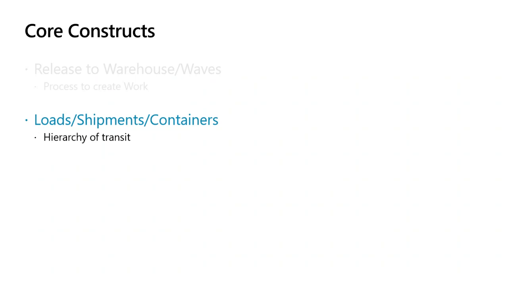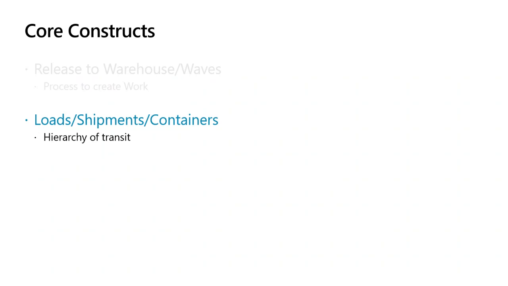We then want to understand what loads, shipments, and containers are. We defined loads and shipments earlier as our physical shipping container and our deliveries to customer, respectively. Containers are then a loose package that would be the result of either a manual or automated packing process that you may be using within warehouse management. Containers are not always used because packing is not always required in your business process. But altogether, the loads, shipments, and containers represent our hierarchy of transit.